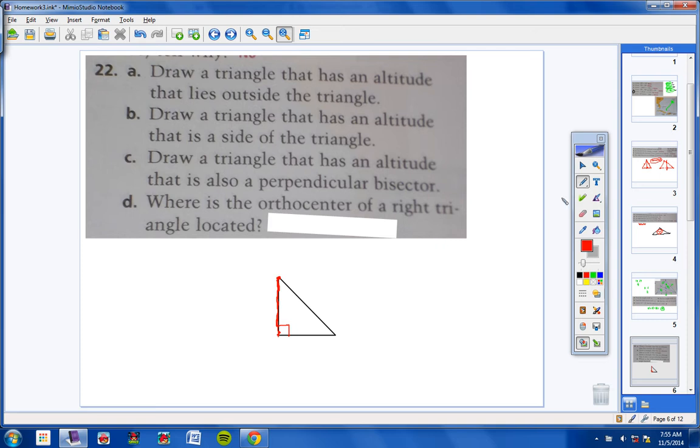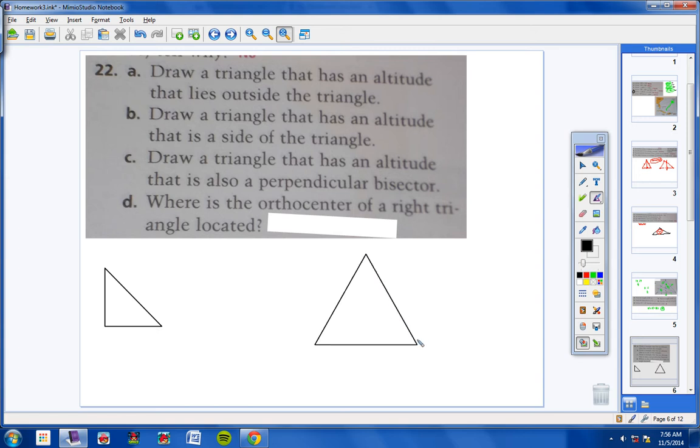All right, moving on to letter C. Draw a triangle that has an altitude. We're going to come back to this triangle here a little later. Let's put it over here for a second. Okay, letter C. Draw a triangle that has an altitude that is also a perpendicular bisector. Okay, here we go. So let's draw an isosceles triangle. Or try to anyways. And this side here is congruent to this side here. If you were to draw the altitude, here's the altitude. That altitude right there would also be a perpendicular bisector.